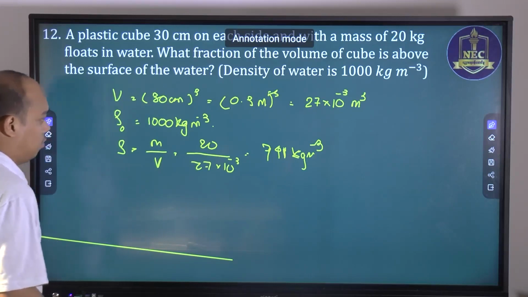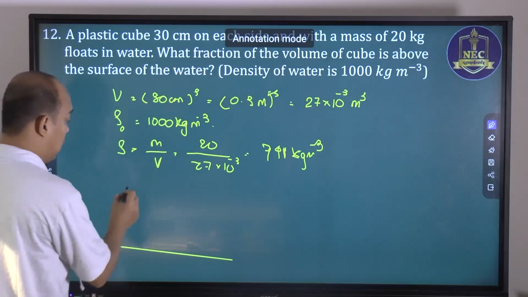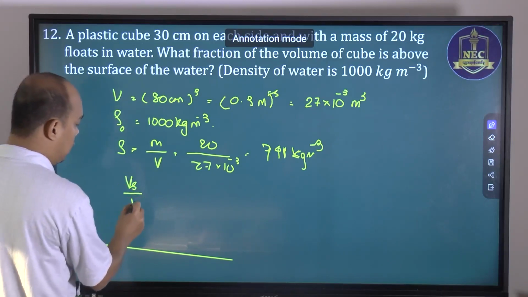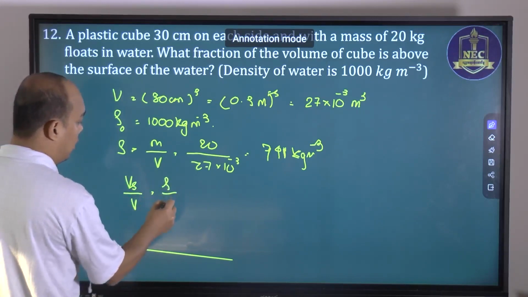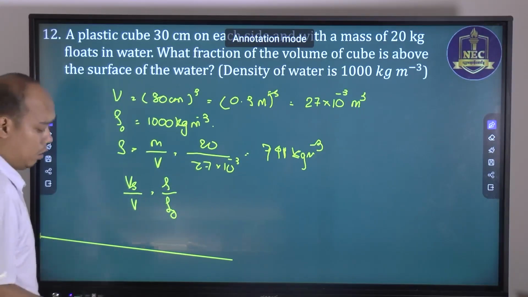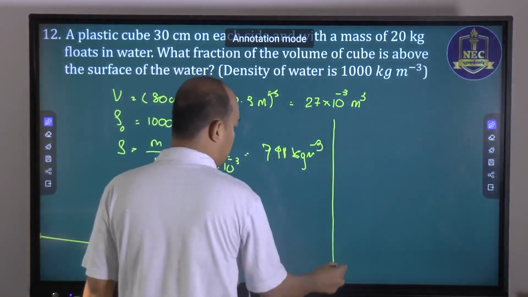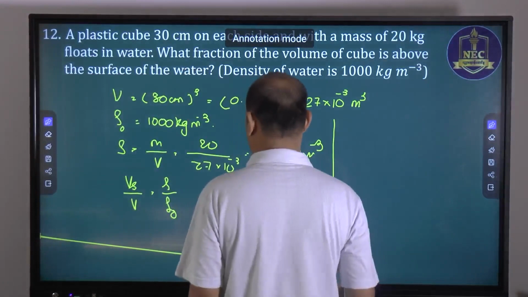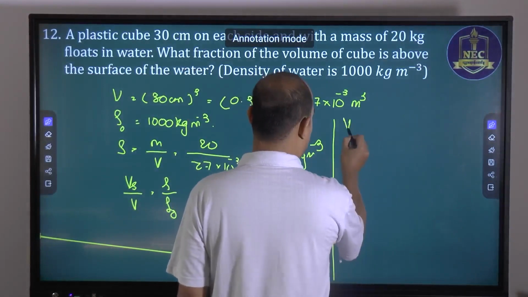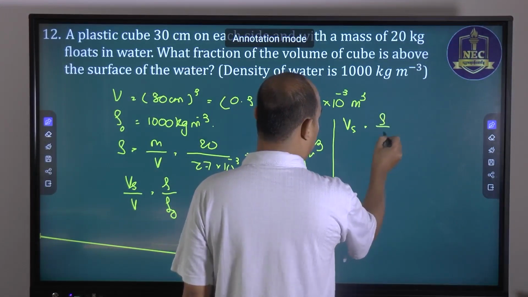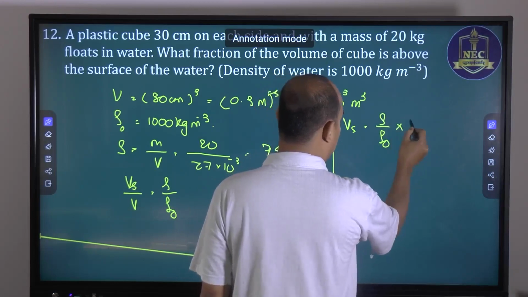Kilogram per meter cube. Rho, okay. V submerged by V equal to rho by rho naught. So V submerged equals rho by rho naught into V.